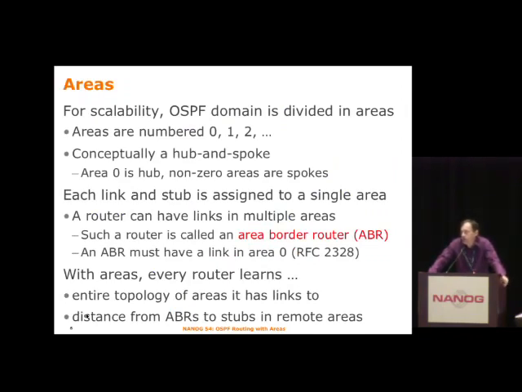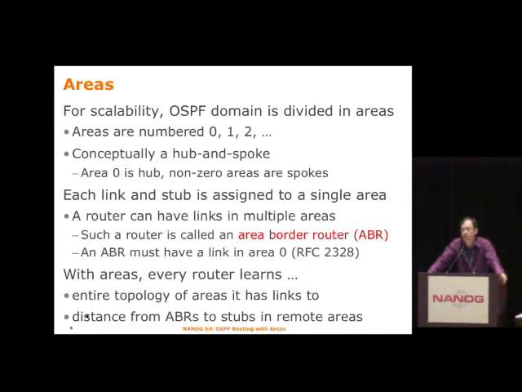So for scalability, OSPF domains can be divided into areas. Areas are just numbered with, well, you can either think of it as an integer or an IP address. They're often represented as IP addresses. Conceptually, areas work as a hub and spoke network. So area 0 is the hub. All of the non-zero areas form spokes.